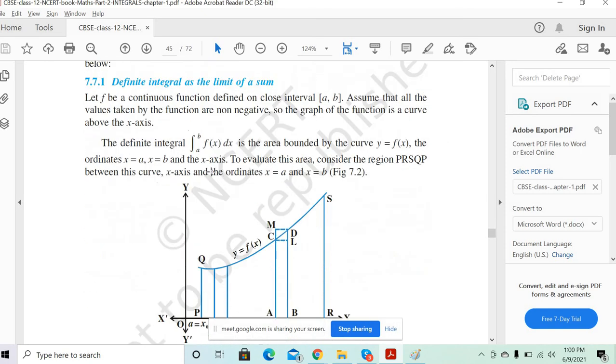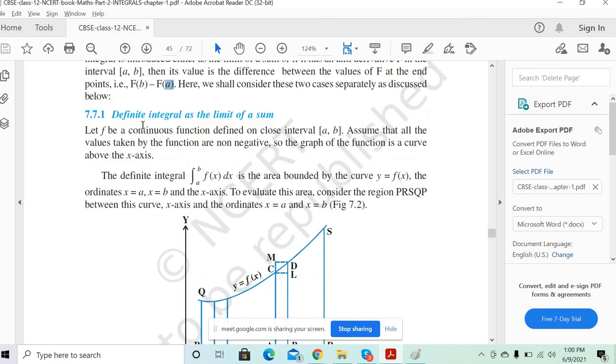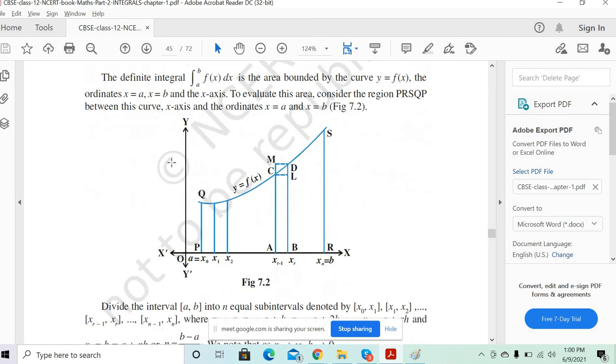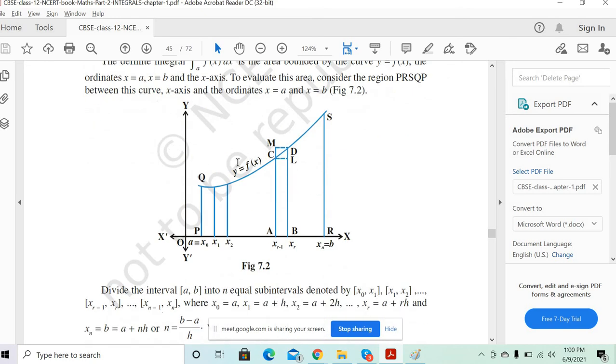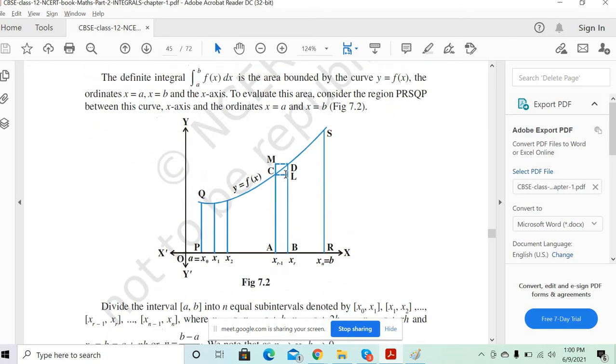Okay, perfect. Now 7.7.1, definite integral as a limit of sum. This is what I wanted to explain to you. Okay, draw the figure 7.2. Then I'll explain to you. Draw the figure 7.2.